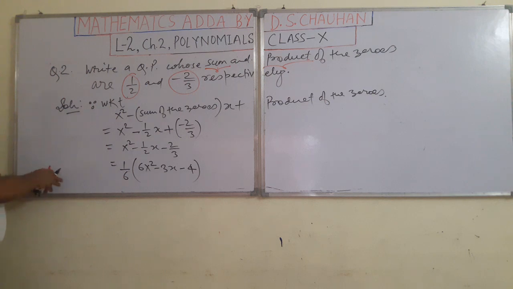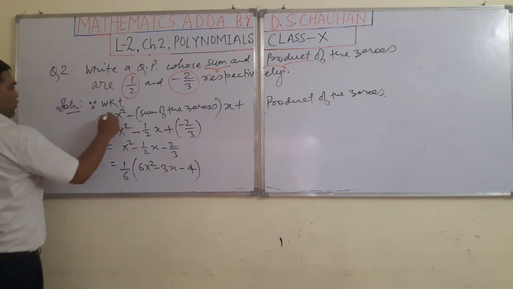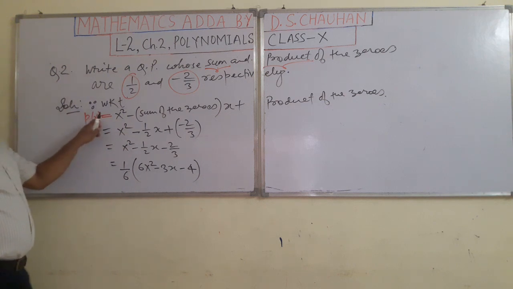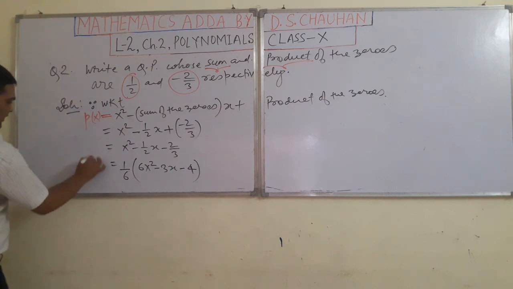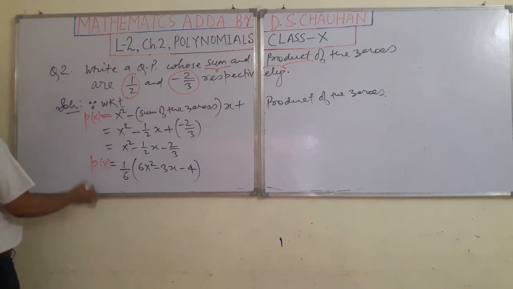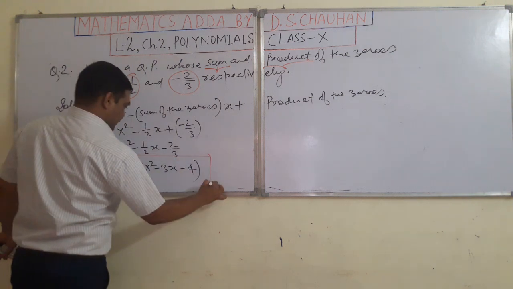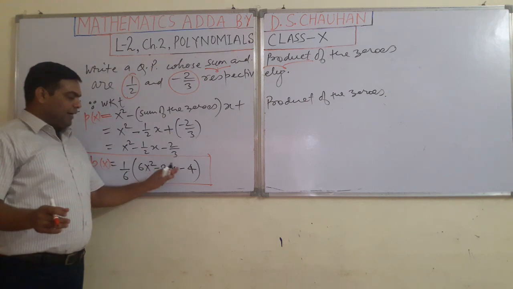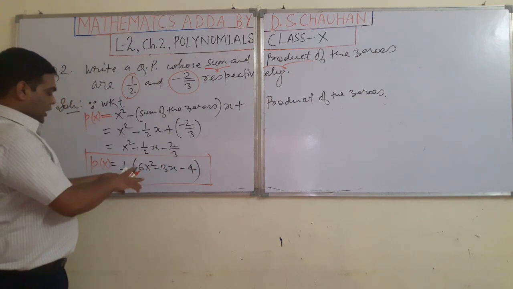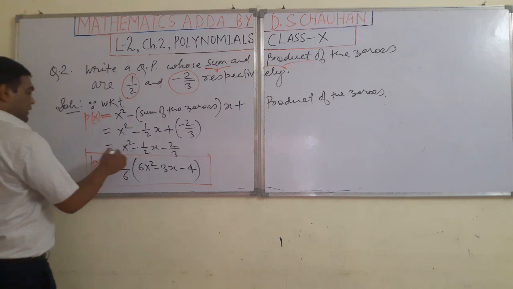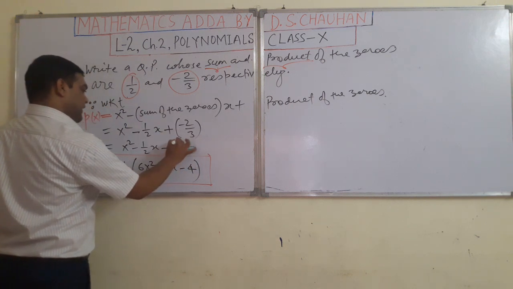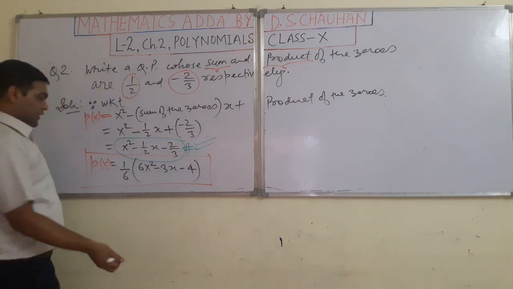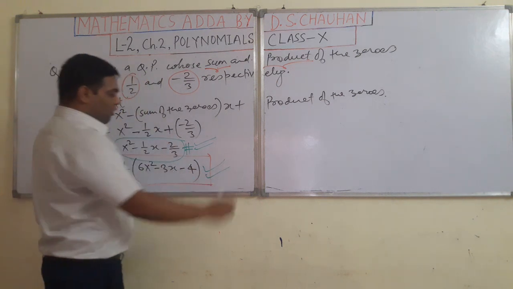Well students, for your better conviction, you can note down here, this is p(x). p(x) stands for polynomial defined over x. So what is the final result? The quadratic polynomial p(x) is 1 by 6 times 6x square minus 3x minus 4. Suppose some students write the result up to this place, he or she is also correct. And if you write it in simplest form, this is also correct.